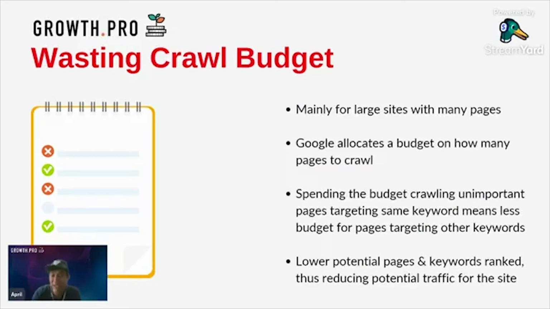So eliminating all this keyword cannibalization or all this content that is not that important, just because it is sharing the same kind of content and all that, will actually help all your other more important pages to get crawled and eventually get indexed and ranked on Google.